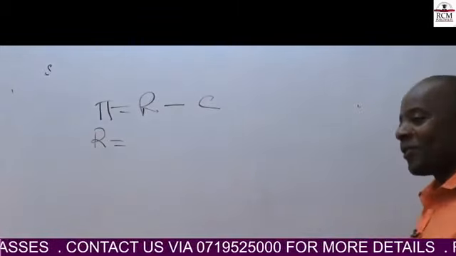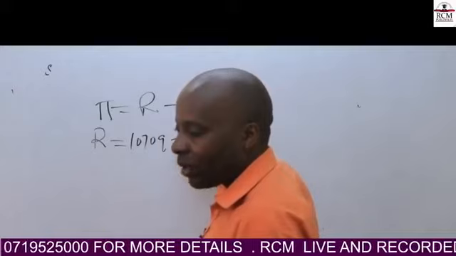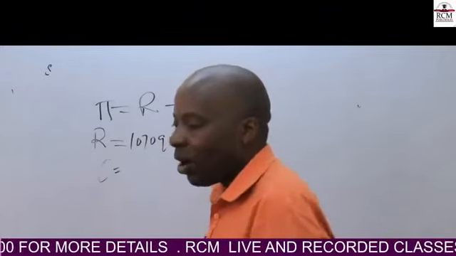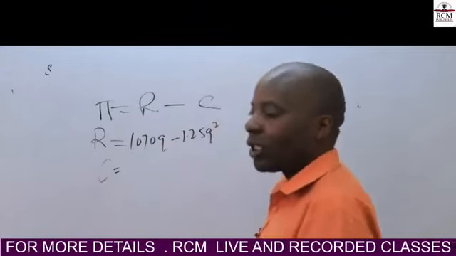Yes. So tell me now, it is 1070q minus 1.25q squared. Thank you very much. How about the cost function? Cost function. Thanks, James.